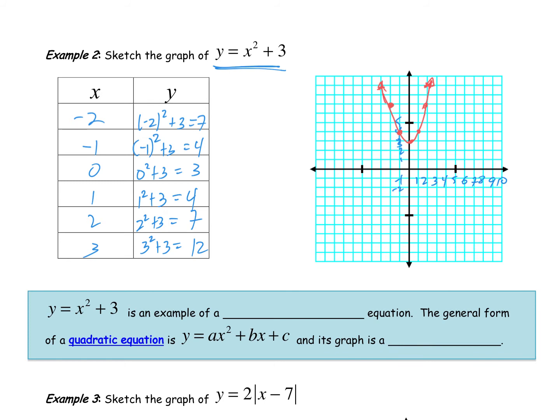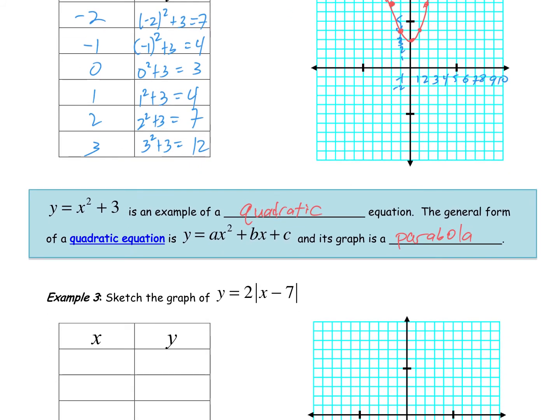So y equals x squared plus 3 is an example of a quadratic equation because it's second degree. The general form of a quadratic equation is y is equal to ax squared plus bx plus c, and its graph is a parabola. So this U-shaped curve is a special curve called a parabola.